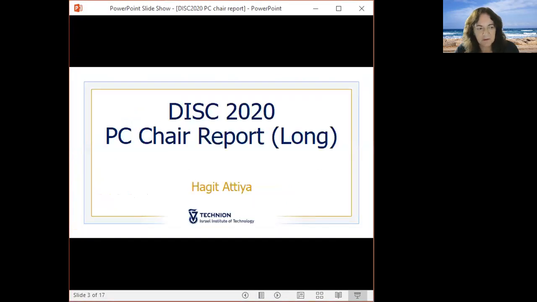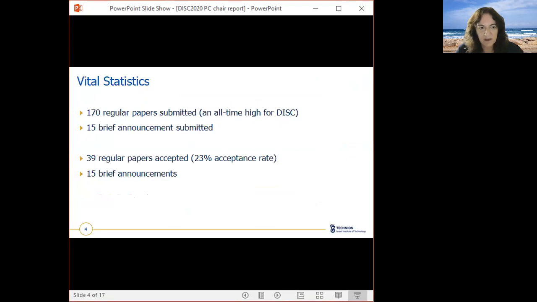Now let me move to the program chair report on the way the program committee operated. We got 170 regular paper submissions, an all-time high for DISC, as well as 15 brief announcements. Of these, we accepted 39 papers for regular presentation, which means we had a 23% acceptance rate, and 15 brief announcements. Some of them were originally submitted as brief announcements, some as regular papers.